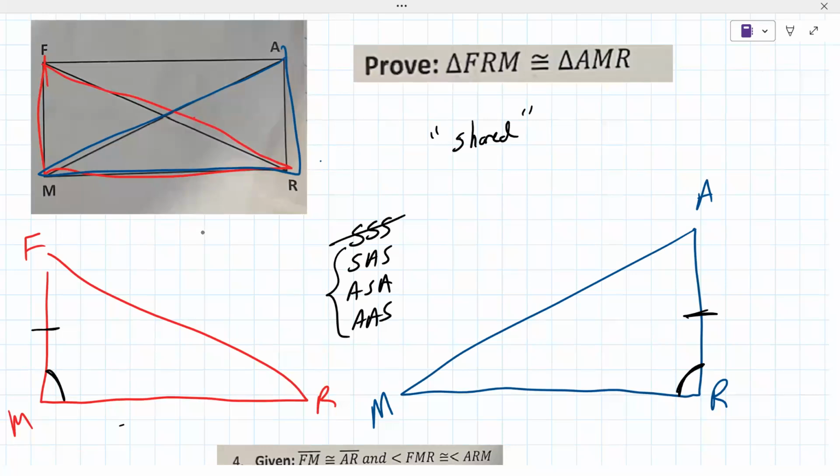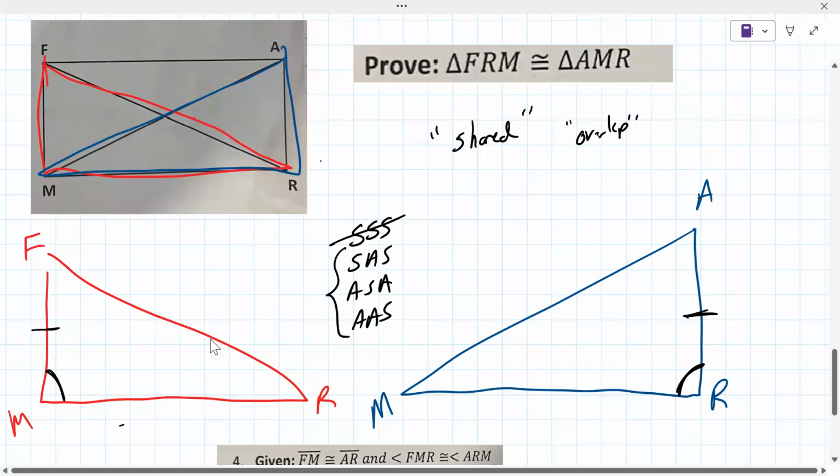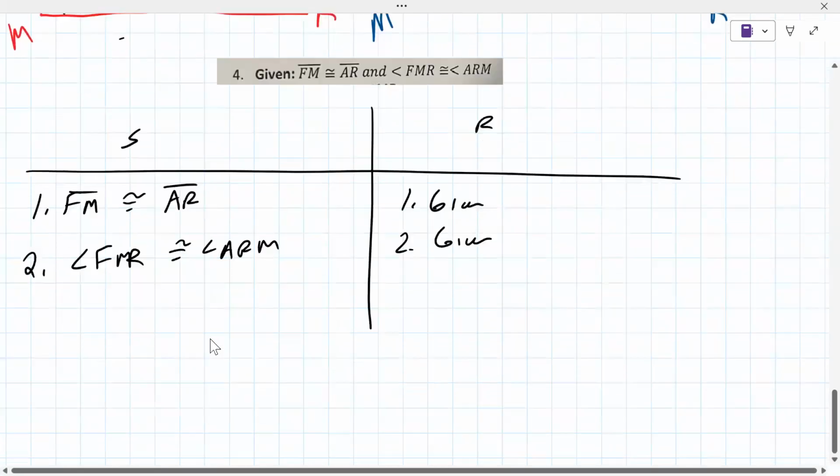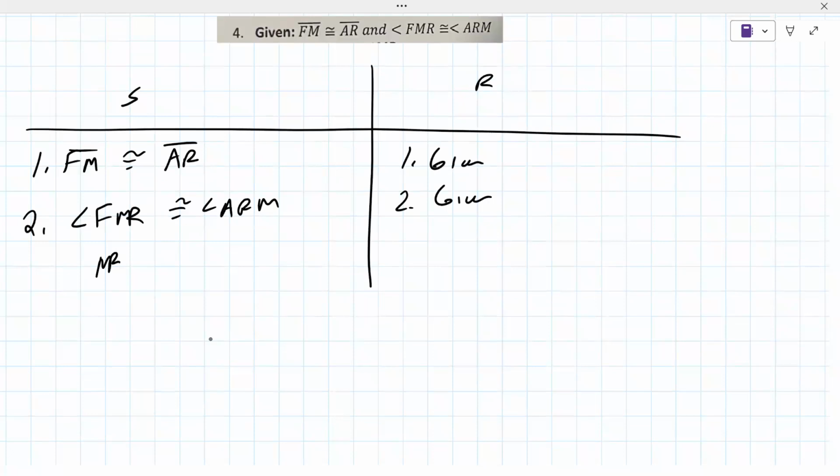So if you're doing a proof on your own, you can't just say things are congruent. You have to say they're congruent because they're shared or they overlap. That is the reflexive property, but you don't want to just make up reflexive property. You want to know why it is.